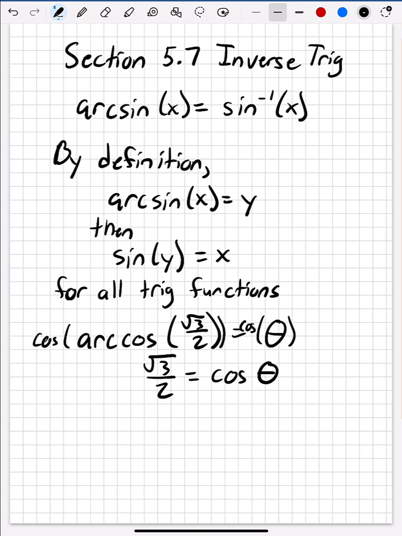Okay. So we have a right triangle. Let me make it a little bit bigger just for the sake of making sure you can see it. Okay. So we have this right triangle. All right. And our two basic right triangles that we deal with are 30, 60, 90 triangles, or 45, 45, 90 triangles.